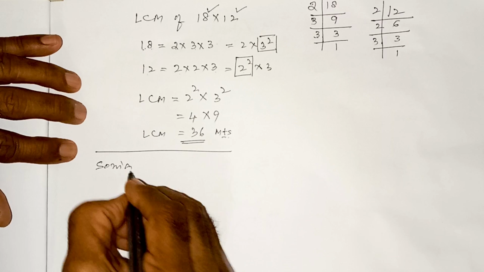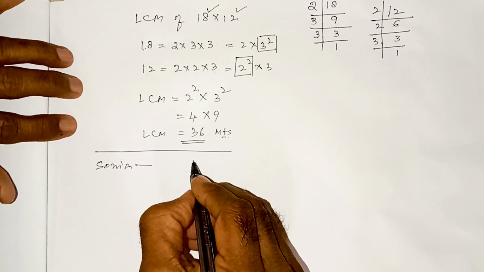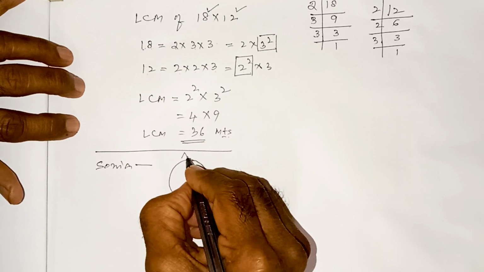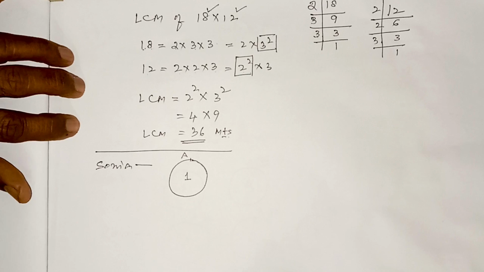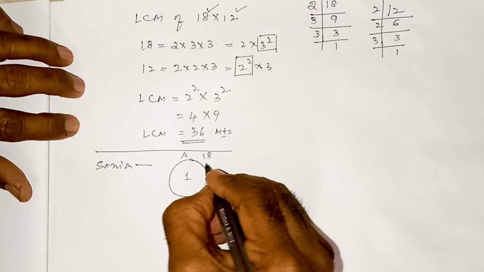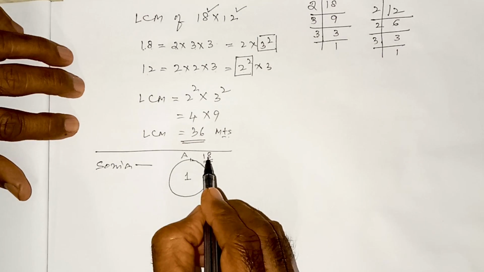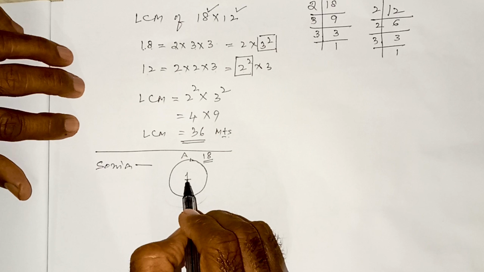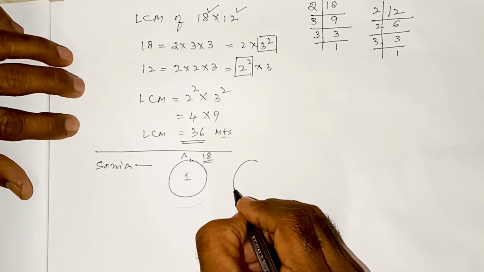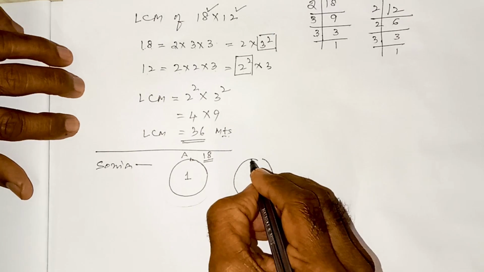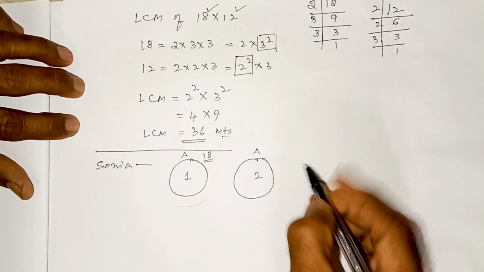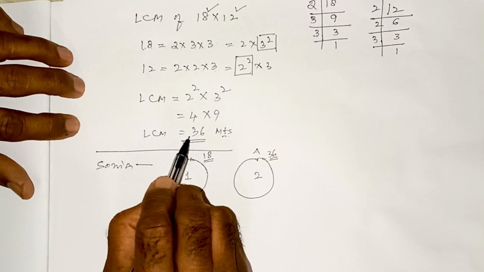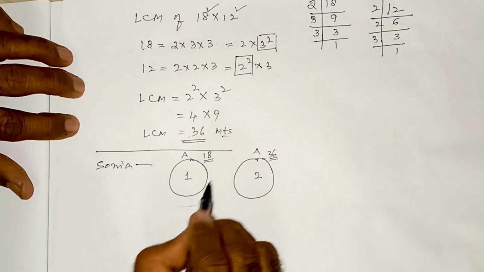Sonia starts from point A of the field, goes round the field, and comes back to the same point. She has completed the first round, and for this she has taken 18 minutes. The question has given you this clearly. She takes 18 minutes to start from a point, go around and come back to the same point. The first round is over in 18 minutes. The same girl goes for the second round and comes to point A. This is the second round. Now she has taken another 18. 18 plus 18 is 36 minutes. In these 36 minutes, she has completed 2 rounds.